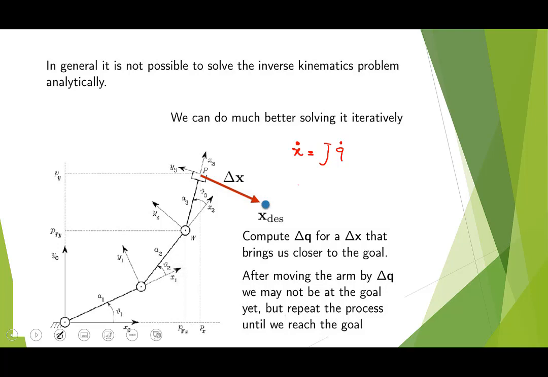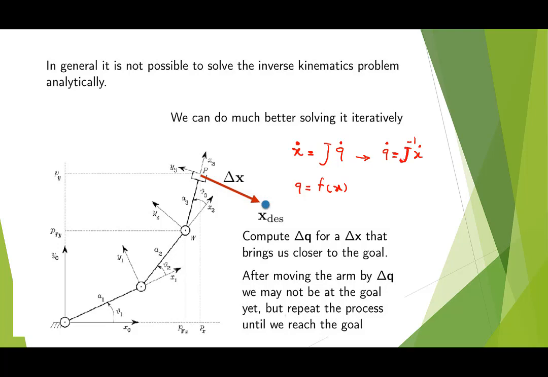Remember, inverse kinematics is finding joint angles as a function of end effector position. This would be an easier task, and the fact is that we can do it by taking the integral of the inverse of this equation throughout time. If we take the inverse of this equation, q dot would be Jacobian inverse times x dot.